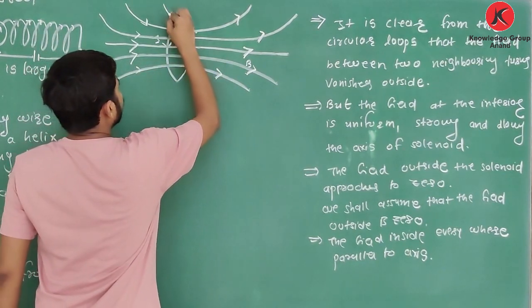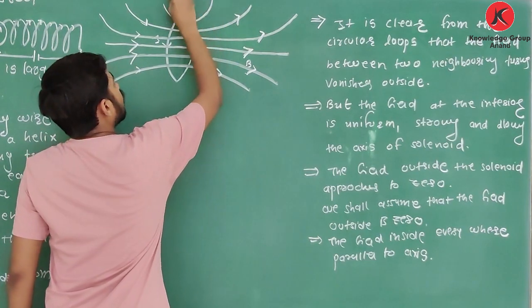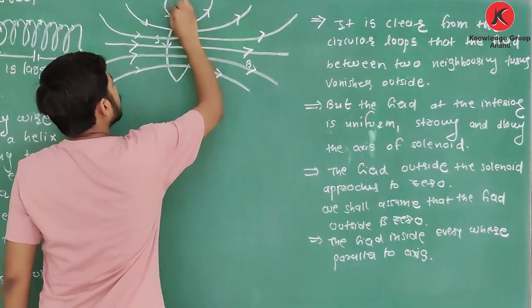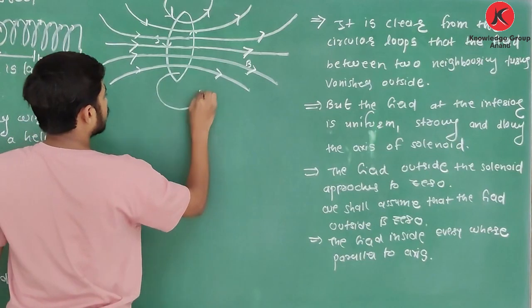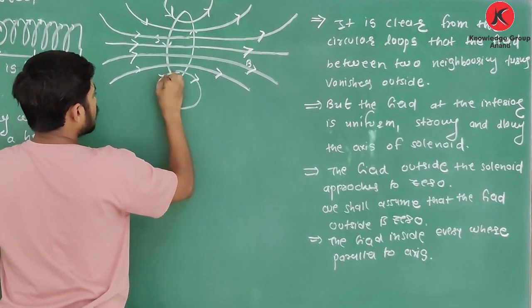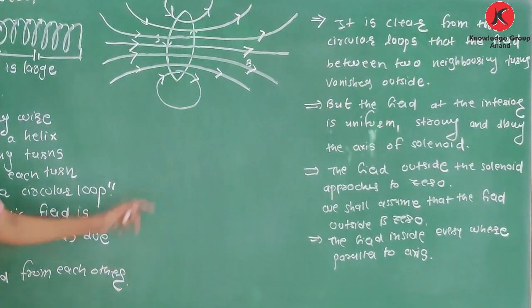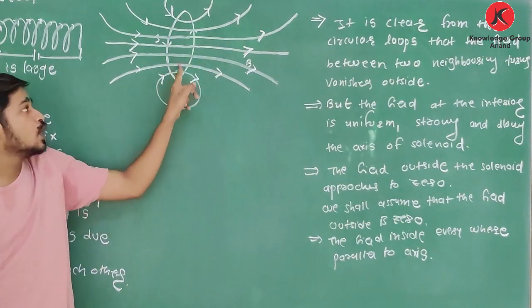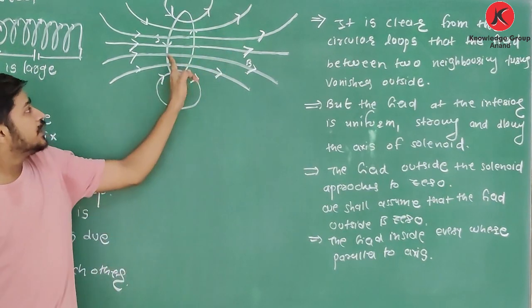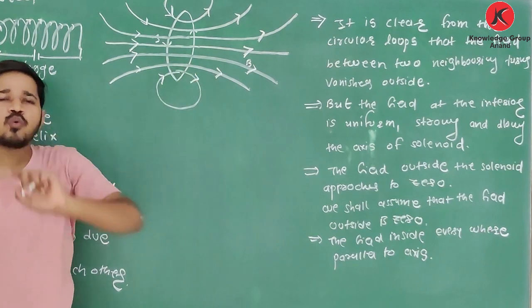Clear about this? They form closed loops. Yes, they form closed loops. So these are the magnetic field lines for one ring.